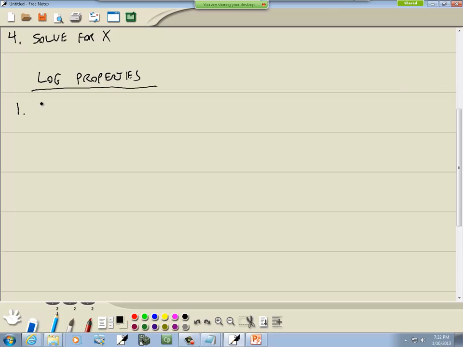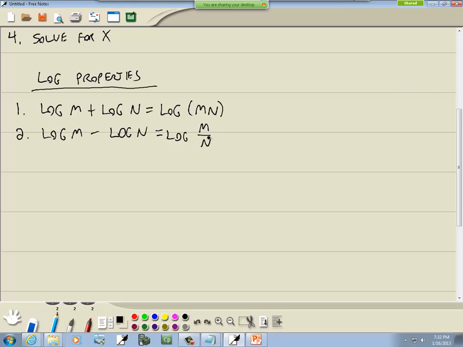Our first one says we have log of something, log m, plus log of something else, log n. Addition becomes multiplication. So this is log of m times n. Our second one, we have log m minus log n. Well, subtraction becomes division. So we have log of m divided by n.